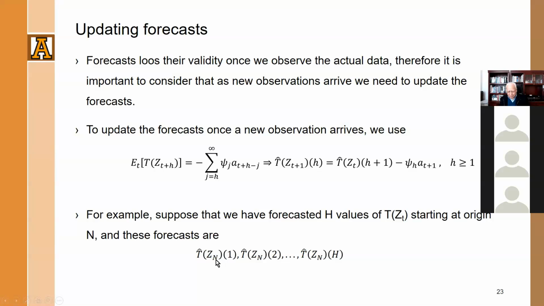Then my optimal forecast at time N, 1 period ahead, that is the forecast that I did yesterday. The optimal forecast that I did yesterday for today is this would be the optimal forecast, right? This will be the optimal forecast at time N, 2 periods ahead for tomorrow. And that will be then the optimal forecast for day after tomorrow, and so on up to the 7th day. Those are the original forecasts that I computed yesterday.